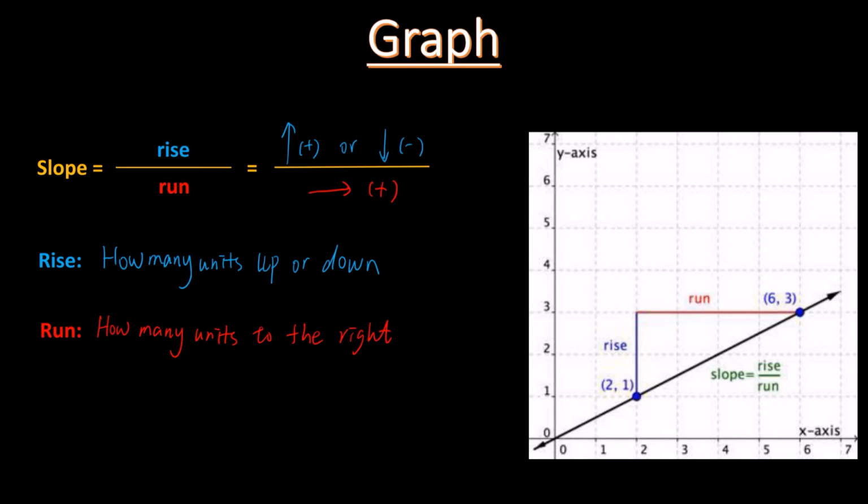Let's look at this graph. It is given 2 points, and from the left point to the right point, it is going 2 units up and 4 units to the right. So the slope is 2 over 4.